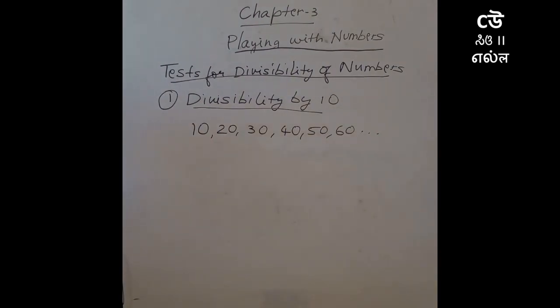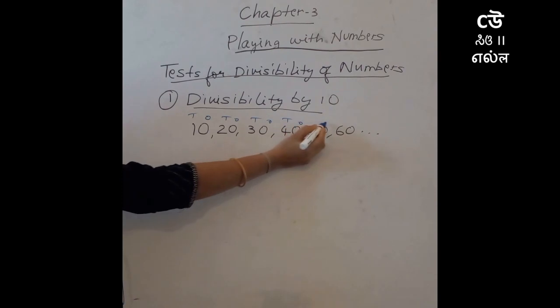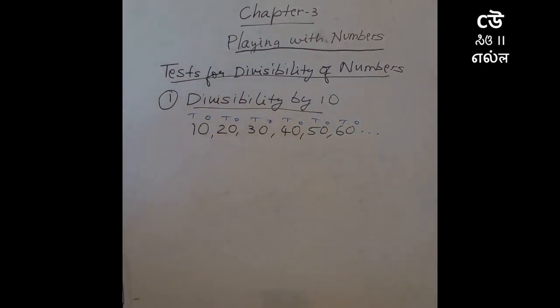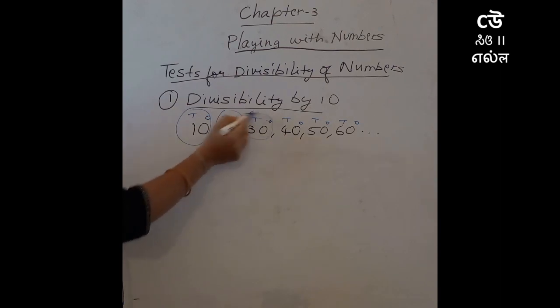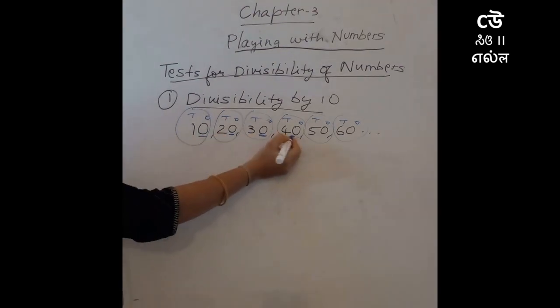Then he found that something is common in these numbers. Can you tell what is common in these numbers, children? Observe the numbers 10, 20, 30, 40, 50, 60. You have a tens place and a ones place in all the numbers. In all these numbers, in the ones place you have zero, right, children?